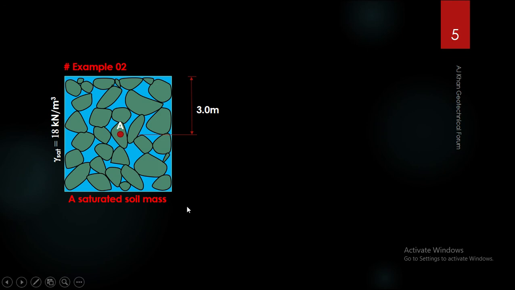Now let us take another example of a saturated soil mass, where all the voids are filled with water. The unit weight is the saturated unit weight, of course, because the void spaces are completely filled with water, and the degree of saturation is 100%. And the unit weight in its saturated state is slightly higher than in its dry state and is equal to 18 kilonewton per meter cube. And for the same point, 3 meter below the surface, we'll now calculate the total stress, pore water stress, and the effective stress. So the total stress is again gamma times Z, which is 18 times 3 is 54 kilonewton per meter square.